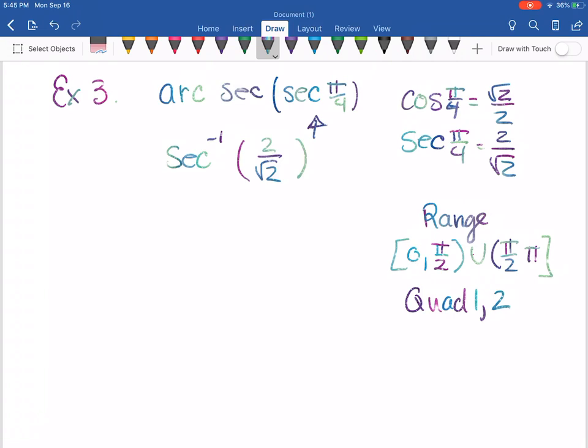So we want to look on our unit circle in quadrant 1 and quadrant 2 to find what angle would give me a secant of 2 over the square root of 2. And that would be pi over 4. So my final answer is going to be pi over 4.